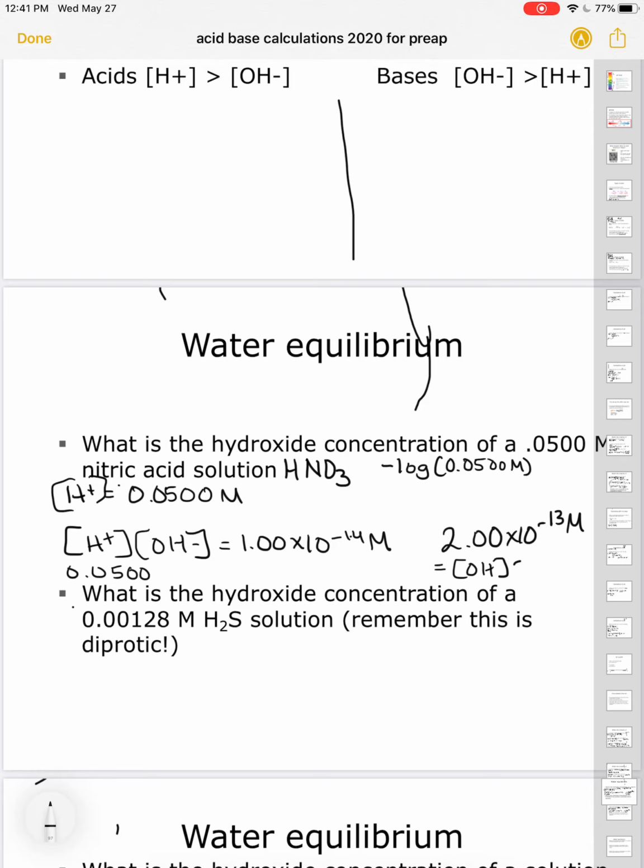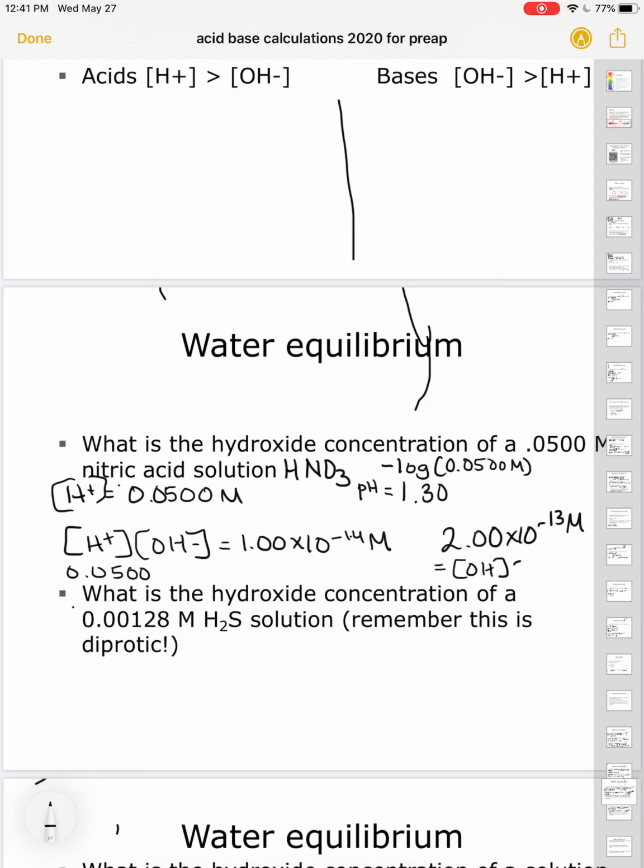Let's do second log. To type the number in first, 0.05 log. That's going to get me 1.30. So that would be my pH.